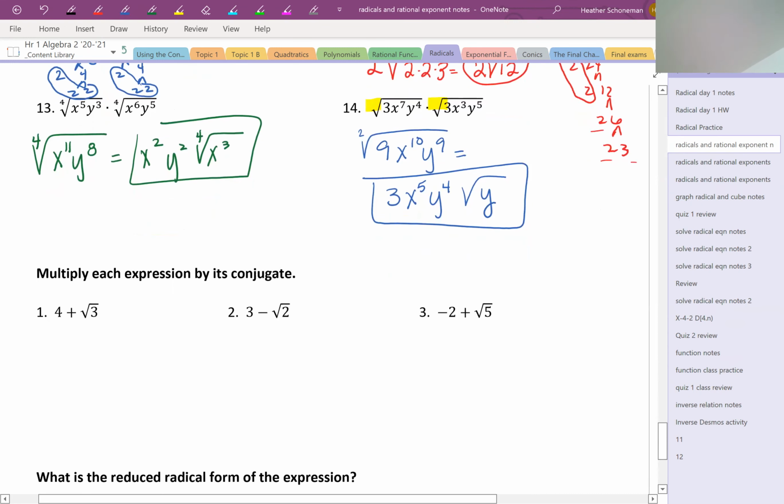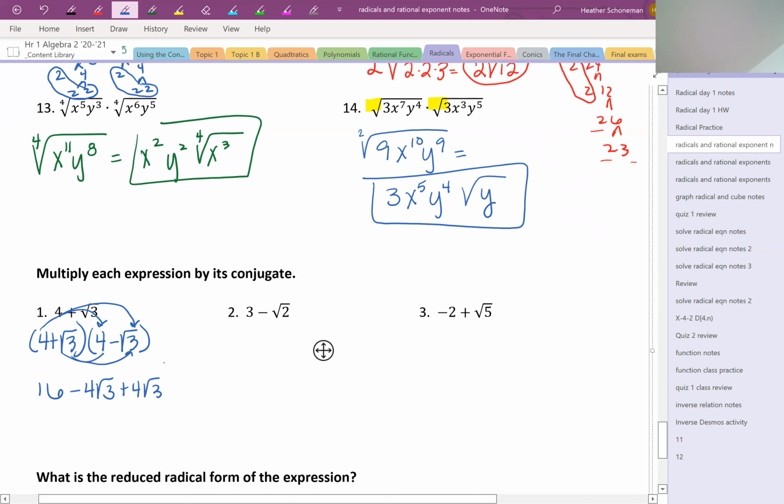under the radical. Okay, on this next group, they want us to multiply by the conjugate. So if the original binomial is 4 plus the square root of 3, the conjugate is going to be 4 minus the square root of 3. So now we're going to multiply or distribute, FOIL, whatever you want to call it. But this is good review because we've done these before. 4 times 4 is 16. 4 times negative square root 3 would be negative 4 square root 3. 4 times radical 3 is 4 square root 3.